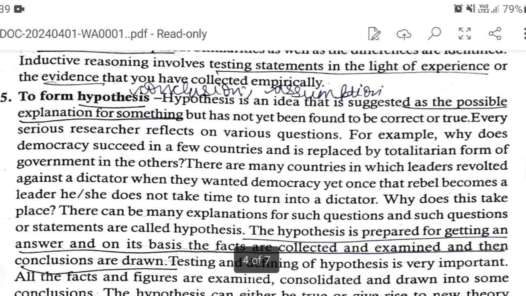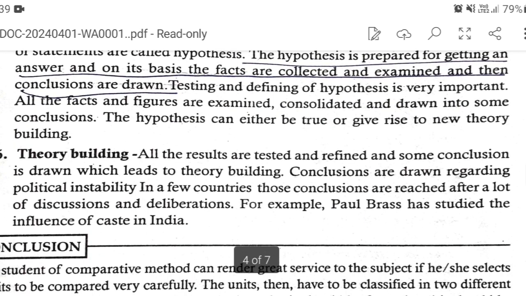To form the hypothesis is also a basic prerequisite, that is to draw conclusion or assumption. It is basically prepared for getting an answer, and also इसी के basis पे जो facts हैं they are collected and examined, and then finally the conclusions they are drawn. Theory building. After all these steps, forming the hypothesis, finally the theory is built. Conclusions are then drawn regarding what needs to be done, on what basis facts are discussed, their deliberation, and then finally there comes the theory building stage.